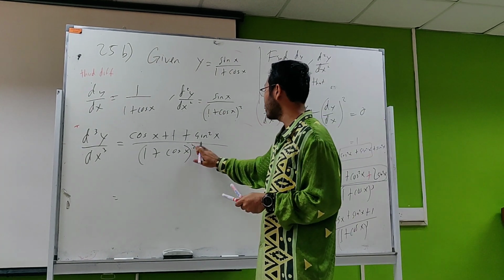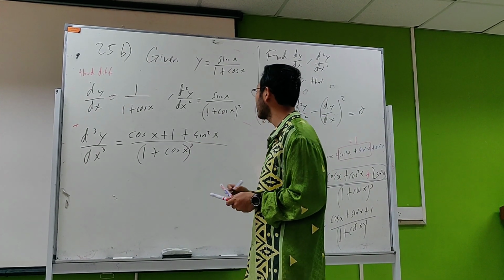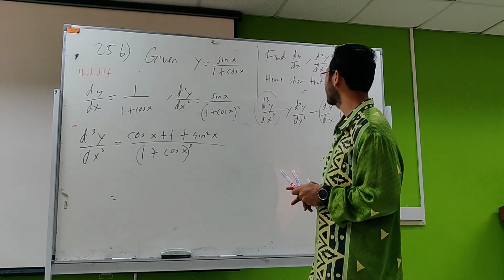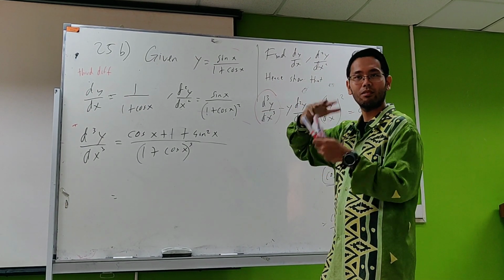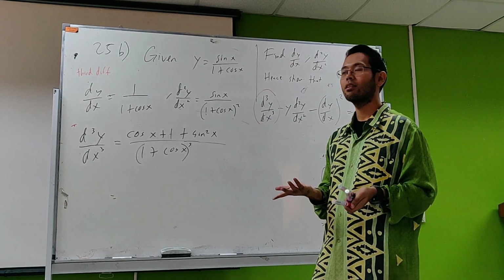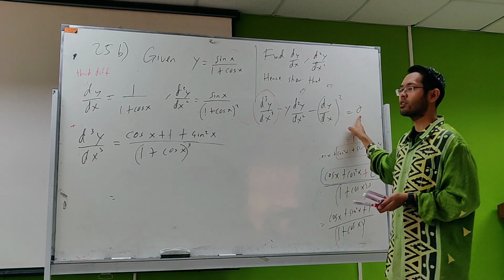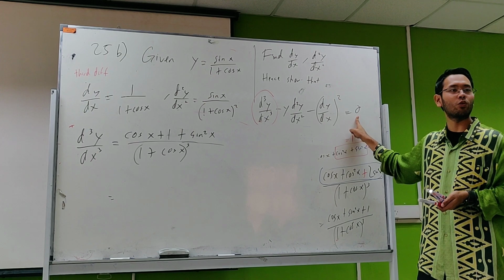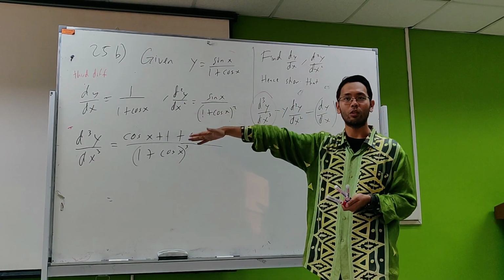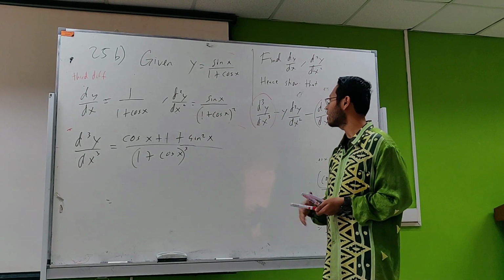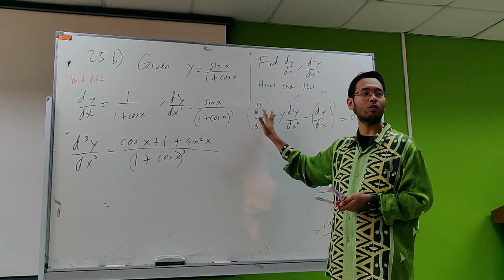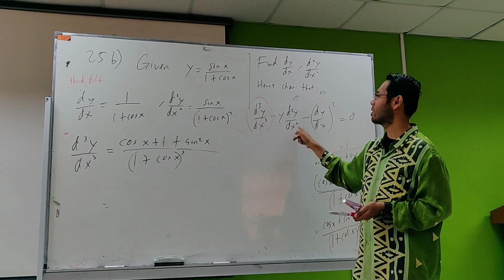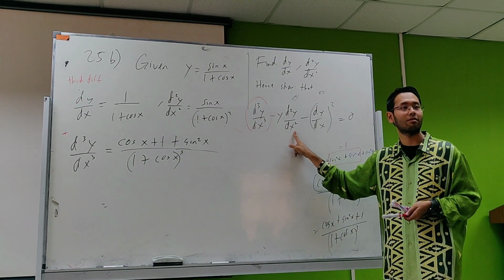Okay, the clue is here. The clue is that we got our first one, so it's settled. And then, as I mentioned just now, if it equals to 0, what should we do? Move everything to one side. If the third derivative is the largest one we have done, what's the next thing we should do? Obviously, second derivative.